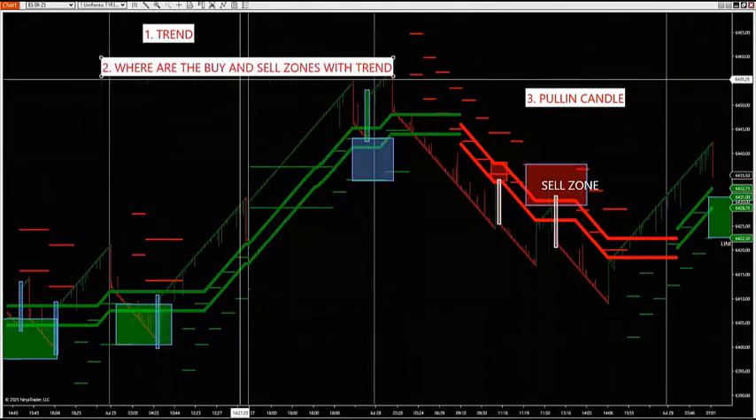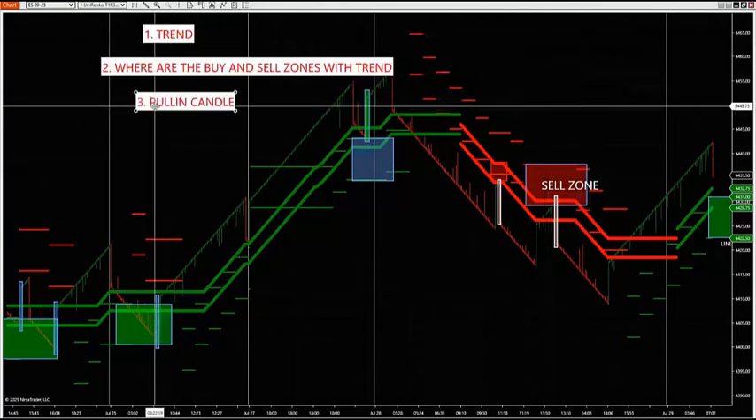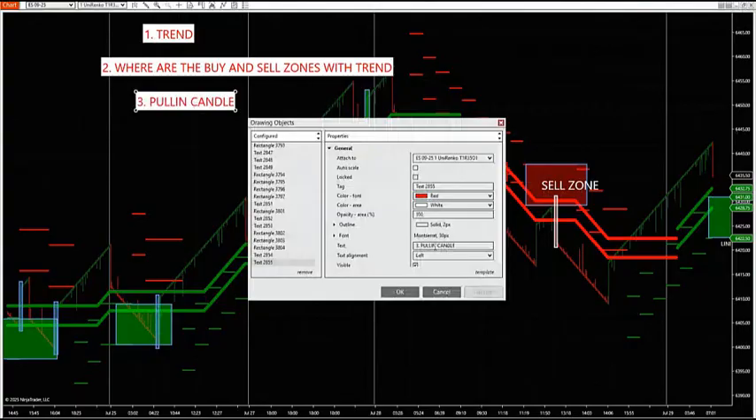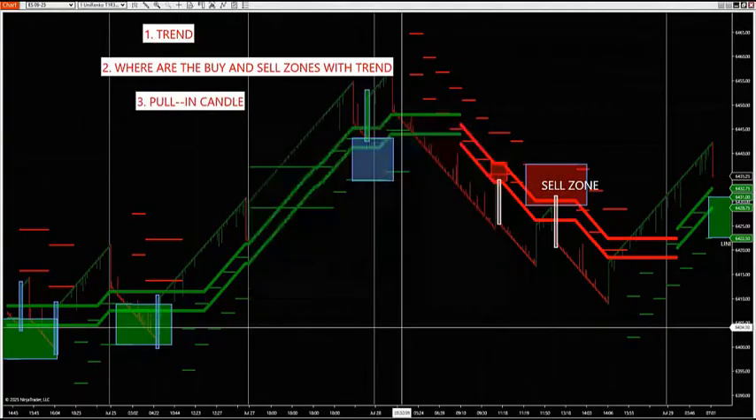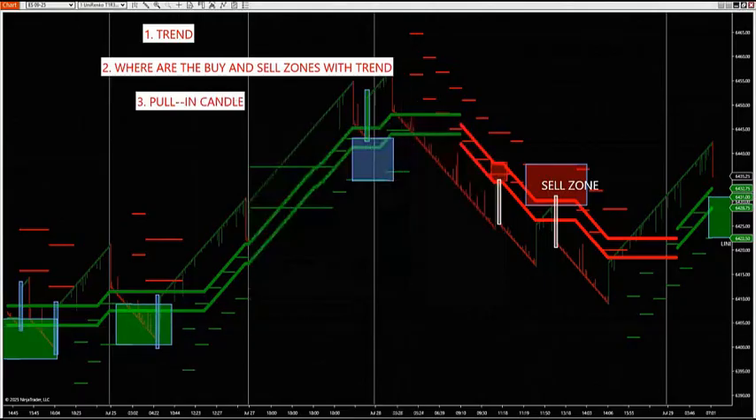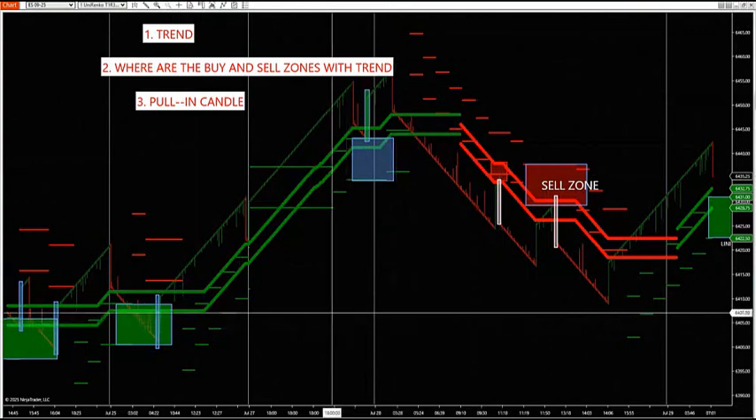Trend, find the trend, where the sell and buy zones. Then we got to pull. We need a pulling candle for confirmation that we are looking for a reversal. Okay? Looking for a reversal. All right, are we all good to go? Give me a Y, guys, if you understand that. We'll move on to the strategy and move on to the indicator that prints the arrows.